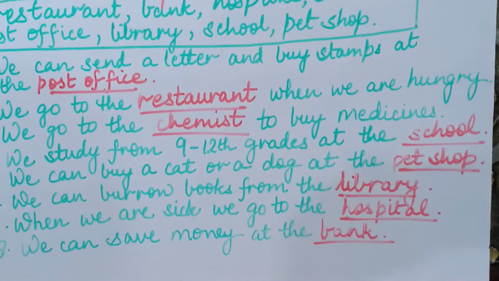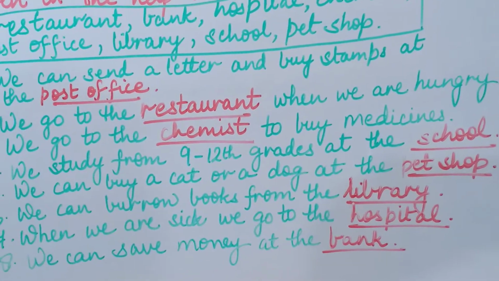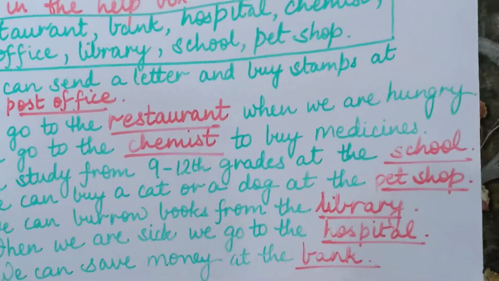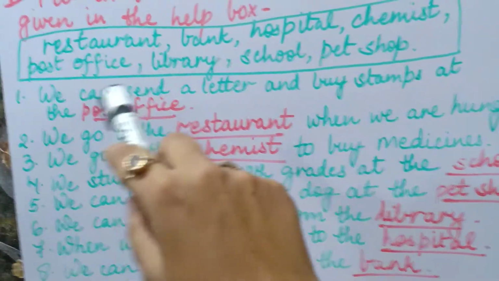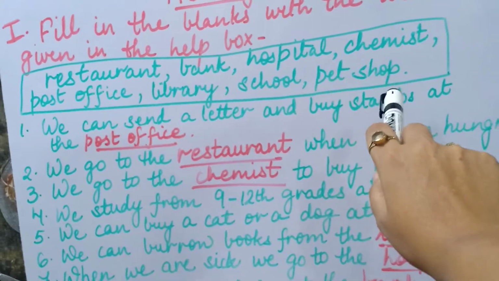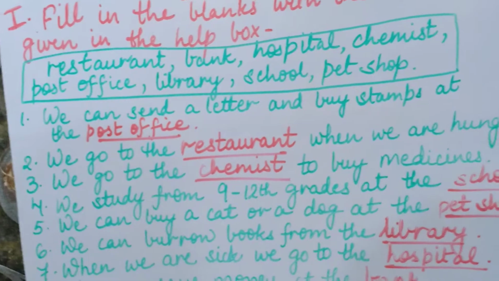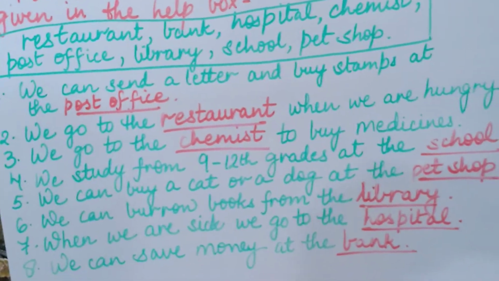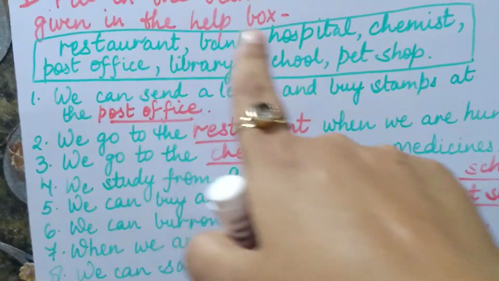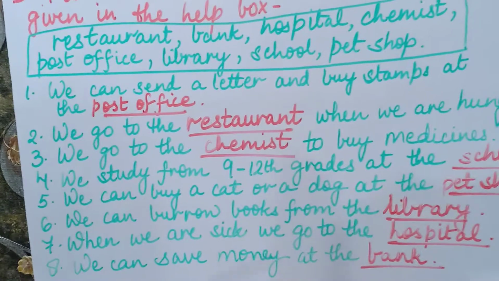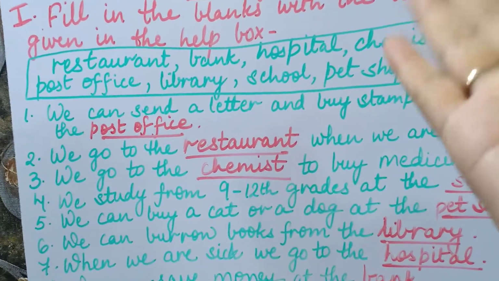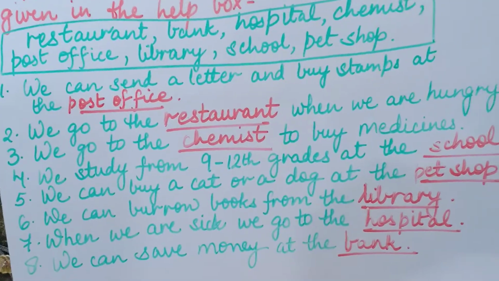Now the fifth sentence, we can buy a cat or a dog at the dash. Cat and dog हमारे क्या है? पेट एनिमल्स. तो इनको हम कहाँ से खरीद सकते हैं? पेट शॉप से. Okay, the correct answer is pet shop and it is given here in the last. PET pet, SHOP shop, you can see from here and you can write. Remember children, don't make any mistakes because the answers are already given in the help box. You just have to look at the spellings and write them in your blanks.